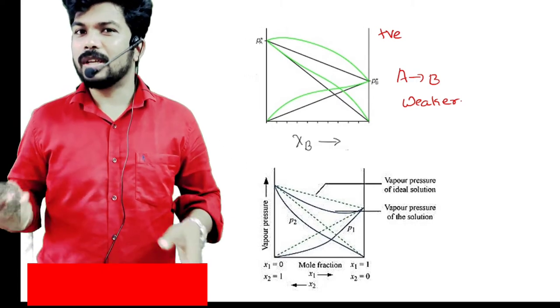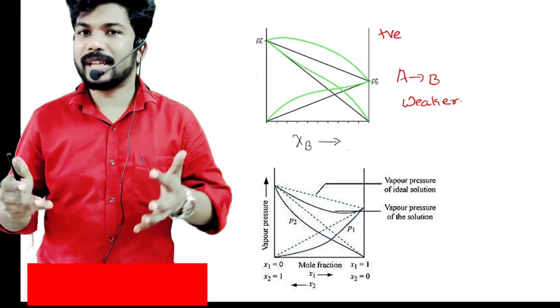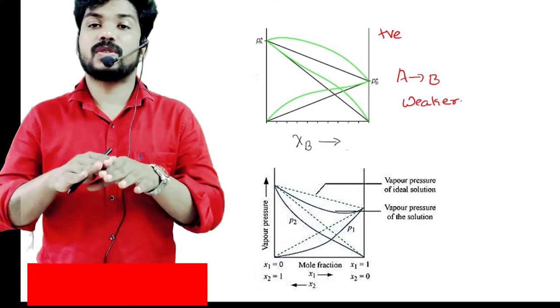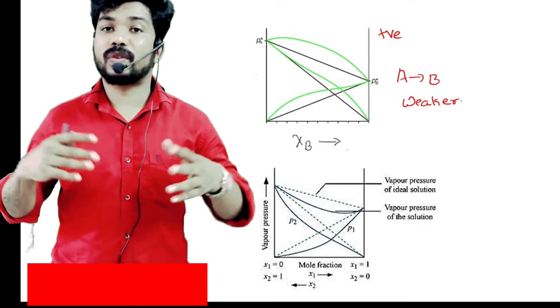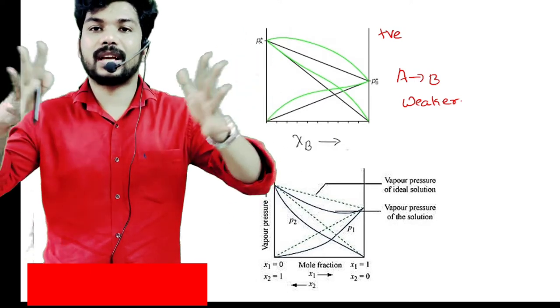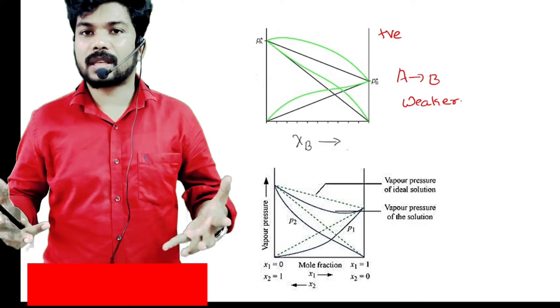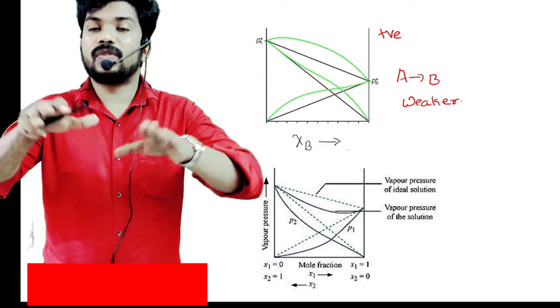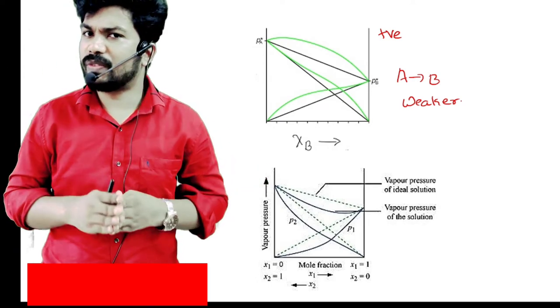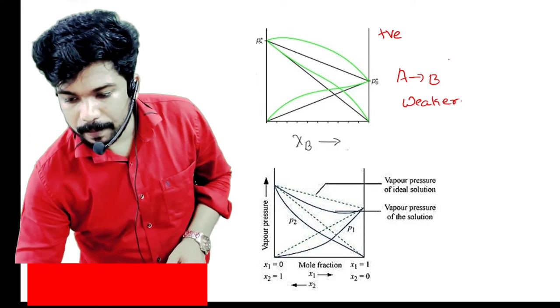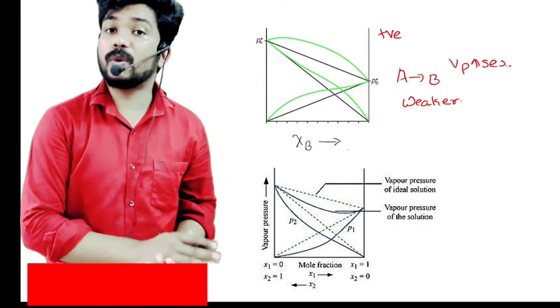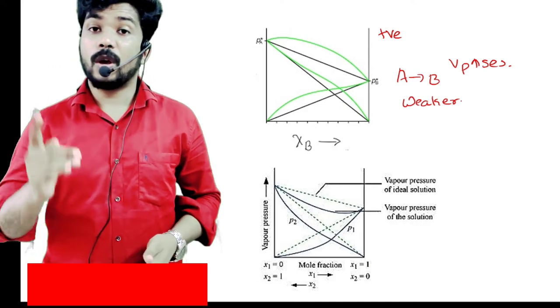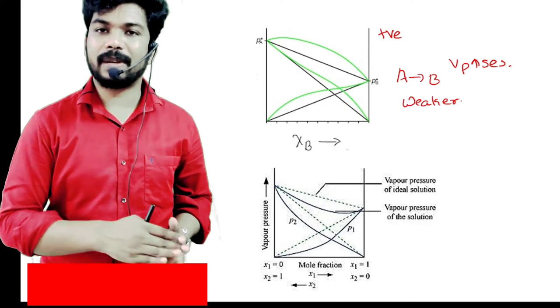When the solute-solvent interaction becomes weaker, the gas will easily escape from the surface of the liquid and more vapors will come out. When more vapors come out, more pressure will be exerted on the surface. That is called vapor pressure. That's how the vapor pressure increases in the case of positive deviation, and the graph will be like this.